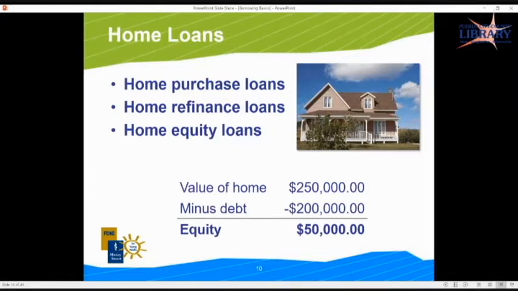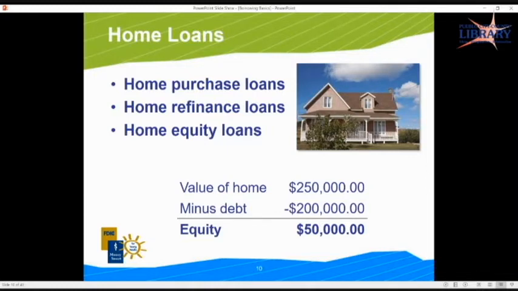Home purchase loans are made for the purpose of buying a house. They are usually called mortgages. Home refinancing is a process by which an existing home loan is paid off and replaced with a new loan. Homeowners often refinance their home loans for a lower interest rate.